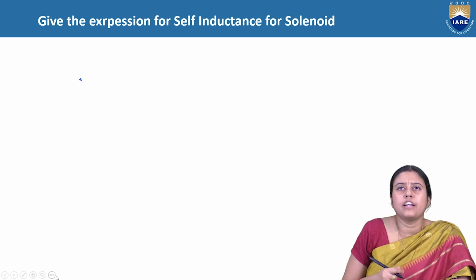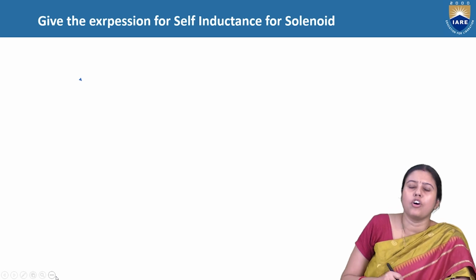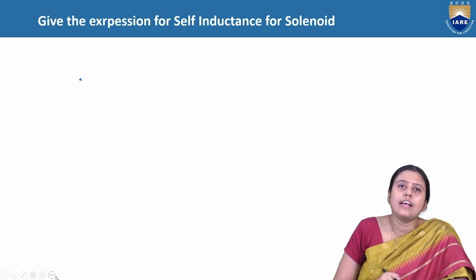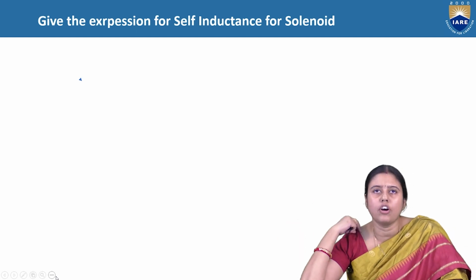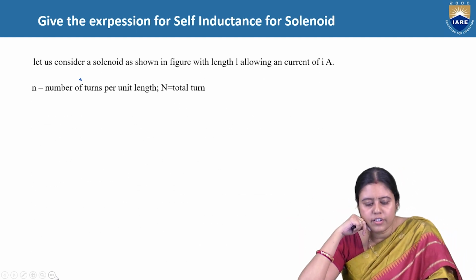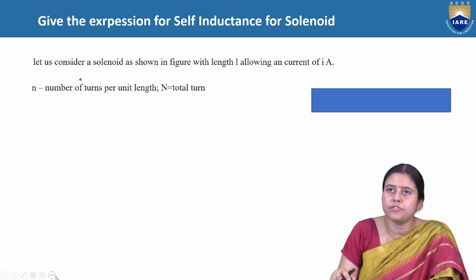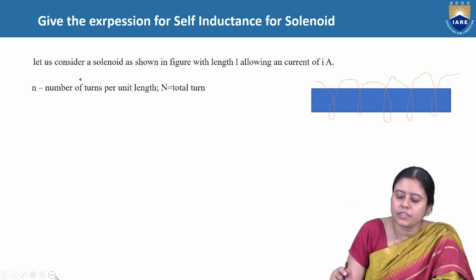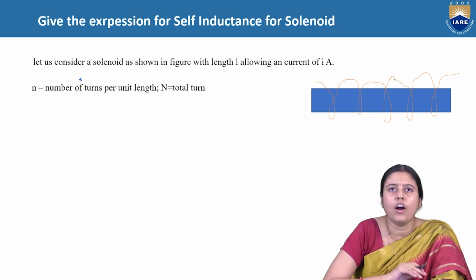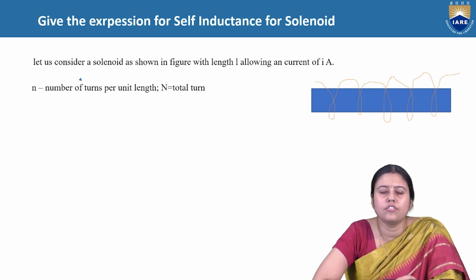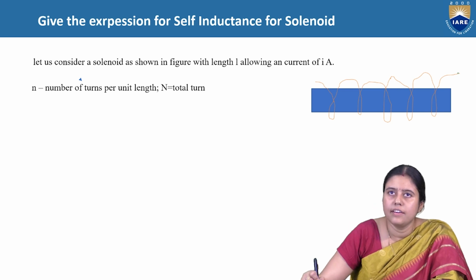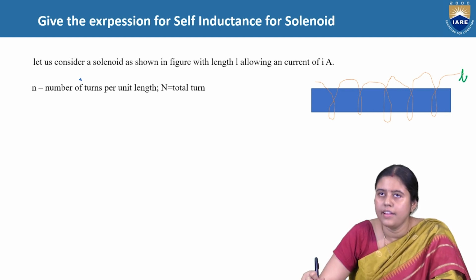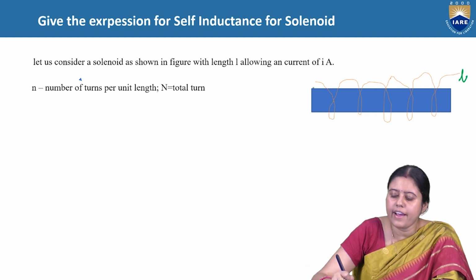Give the expression for self-inductance for a solenoid. In the last class, we discussed the solenoid. So what is a solenoid? A solenoid is a bar on which we are keeping a coil. Let us consider a solenoid as shown in the figure with length L.